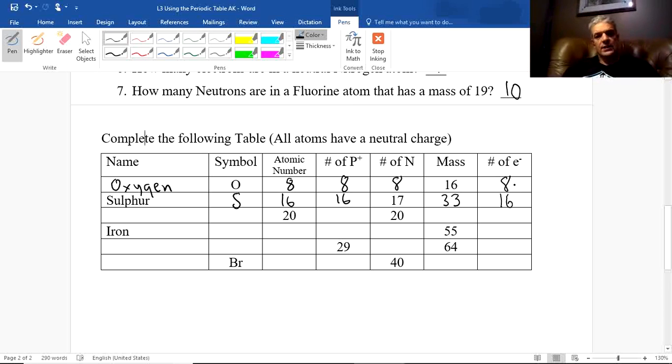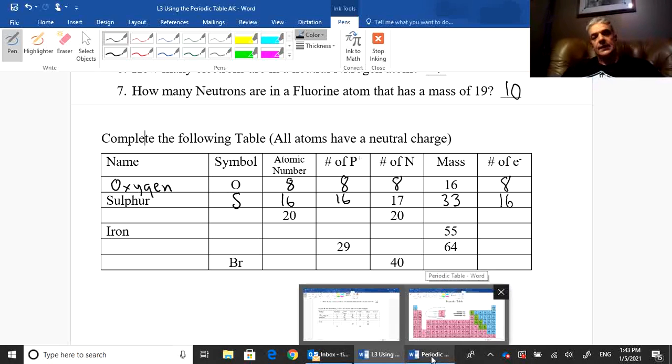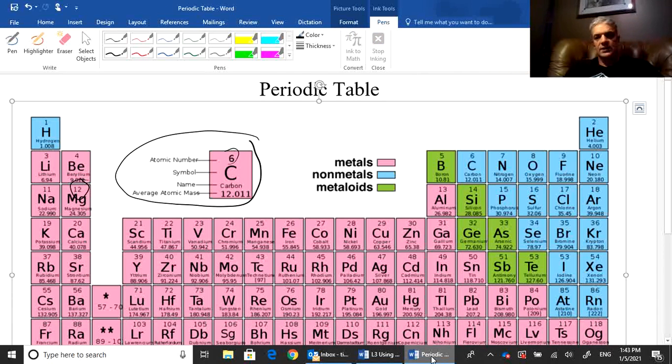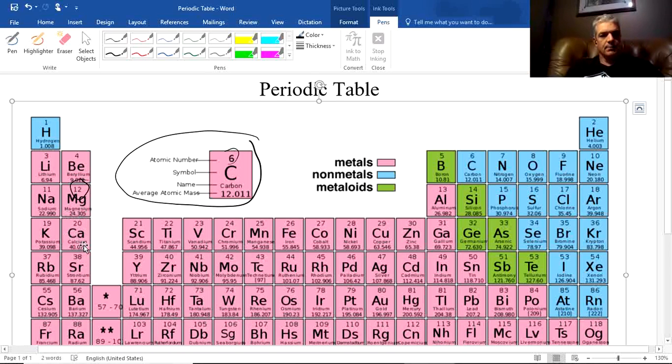Oh, it tells me the atomic number is 20. Okay, so let's try this one here. Go to atomic number 20. Well, this is easy. Just keep going across. Oh, there we go, 20. That's calcium. Ca is the symbol and calcium is the actual element.